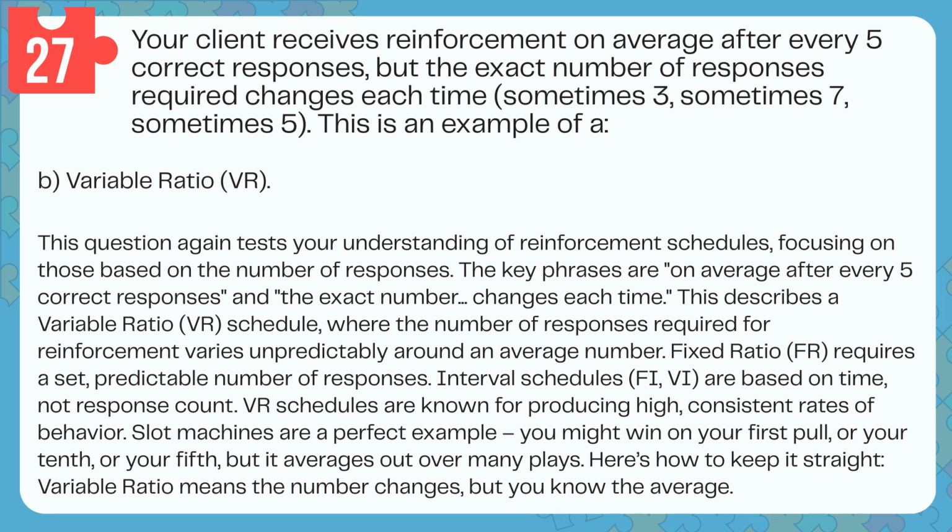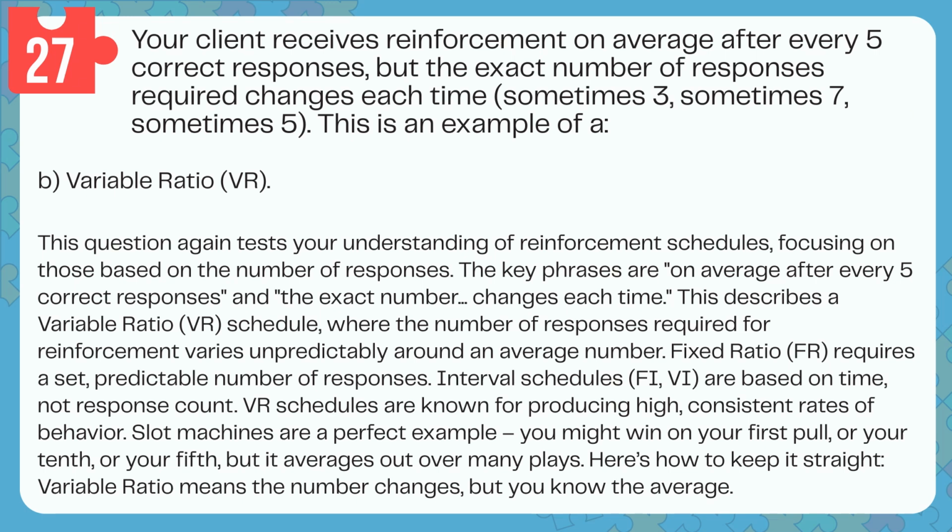number. Fixed ratio, FR, requires a set, predictable number of responses. Interval schedules, FI, VI, are based on time, not response count. VR schedules are known for producing high, consistent rates of behavior. Slot machines are a perfect example. You might win on your first pull, or your 10th, or your 5th, but it averages out over many plays.